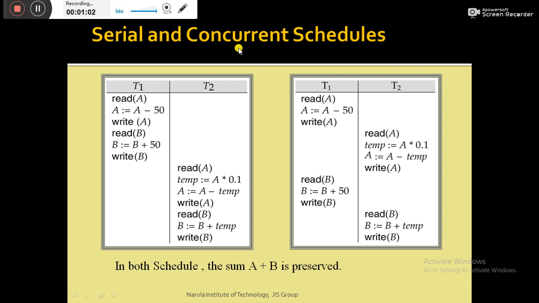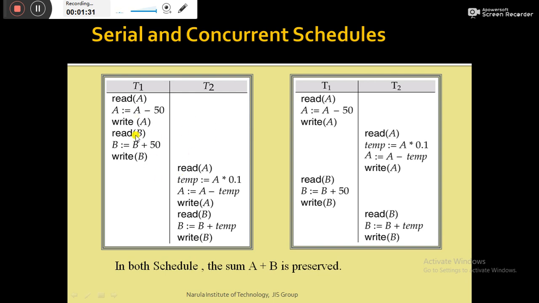A serial schedule is a schedule which consists of a sequence of instructions from various transactions, where the instructions belonging to one single transaction appear together in that schedule. That means all the instructions that belong to a particular transaction appear together in a single place in that schedule, and this is known as a serial schedule.